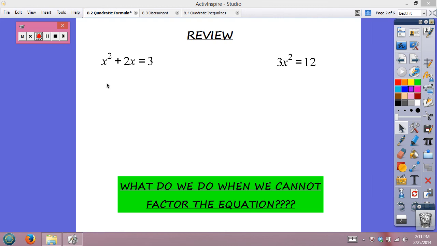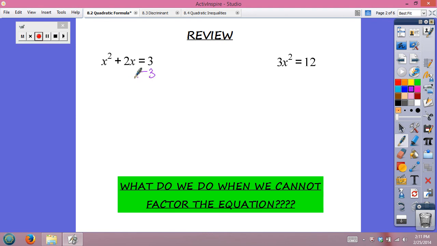When we look for these answers, we are asking you to solve, and that means to find the values of x. So if we were to find the values of x for the first equation here, we would have to move the 3 over to the other side to get everything equal to 0. X squared plus 2x minus 3 equals 0. We would factor that in any way that you would like to factor it, box method, reverse distribution, whatever, and we would get two values for x.